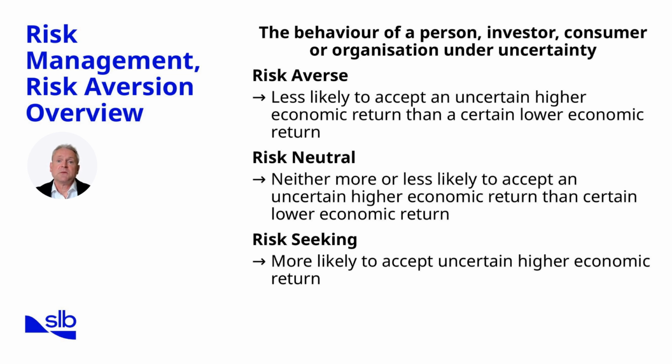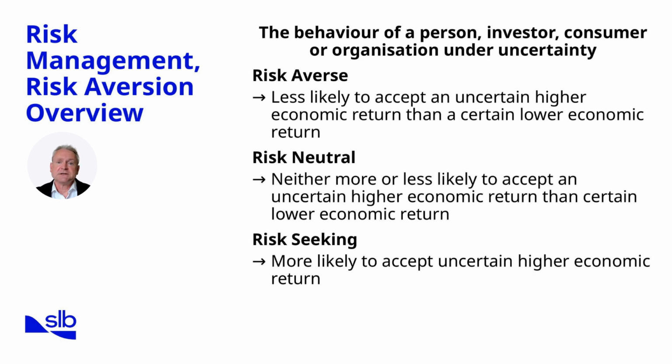Risk-neutral behavior is more balanced. Here, the decision maker evaluates options purely on expected economic value, without bias towards certainty or uncertainty. For example, if 2 casing programs have equal expected costs but different probabilities of overrun, the neutral manager treats them as essentially equivalent. Risk-seeking behavior is the opposite of risk aversion.